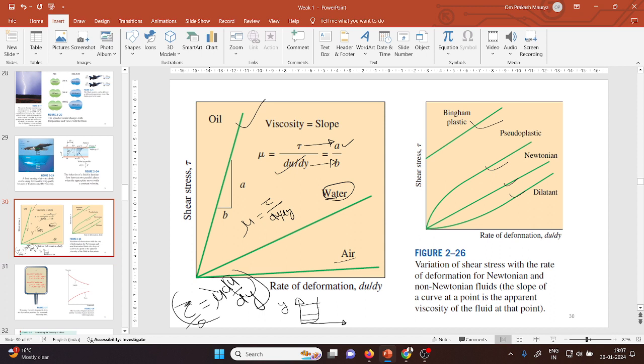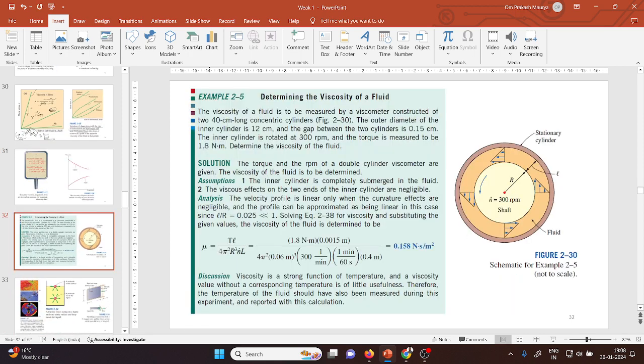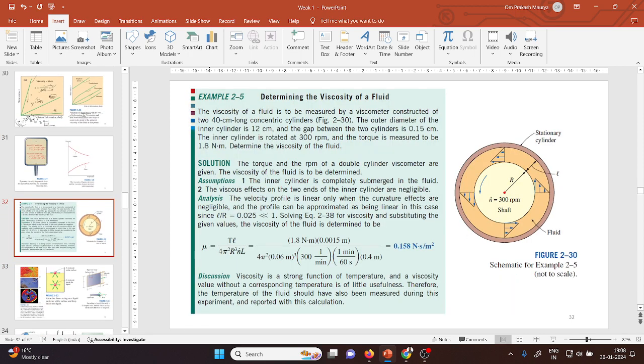Okay, what is written here, if you see, is the variation of shear stress with the rate of deformation for Newtonian and non-Newtonian fluid. The slope of the curve is the variation of viscosity. Now, this is the application of viscosity, where you will apply the viscosity.